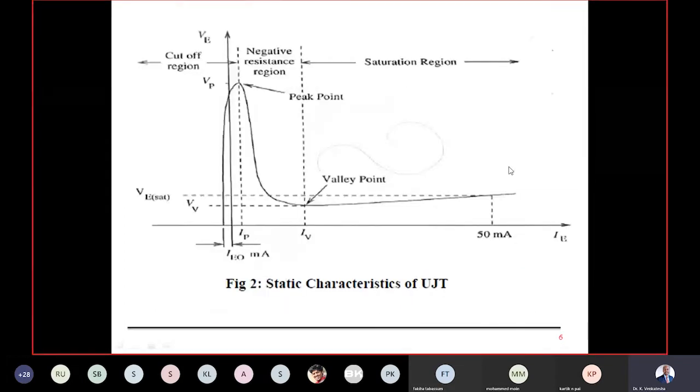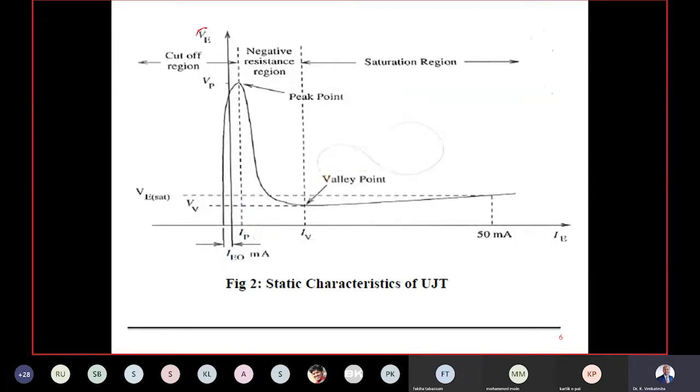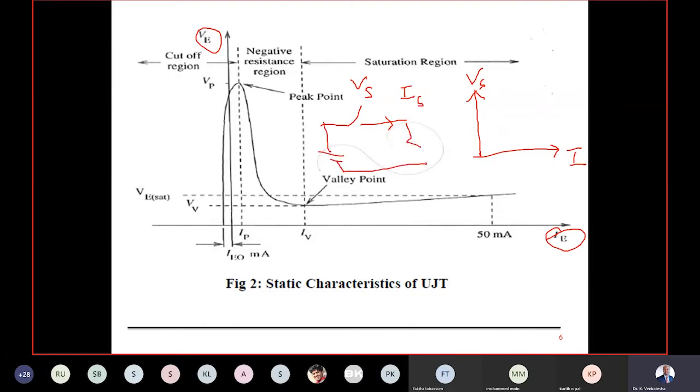Now we see the static characteristics of the UJT, otherwise a plot of VE versus IE. Normally, your UJT operates in the negative resistance region. What is the basic property of a switch when you observe? Let us see before going to the circuit diagram. It's a plot of current versus voltage, which is nothing but the voltage across the switch and the current flowing through the switch. I want to write that particular plot. And I put some connection supply here, some DC voltage, some resistance.